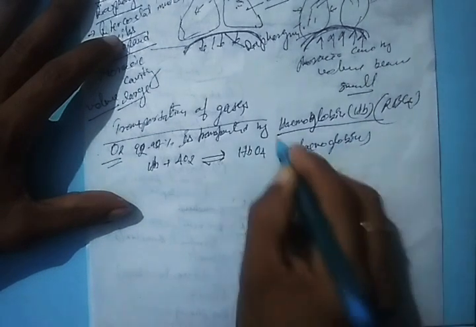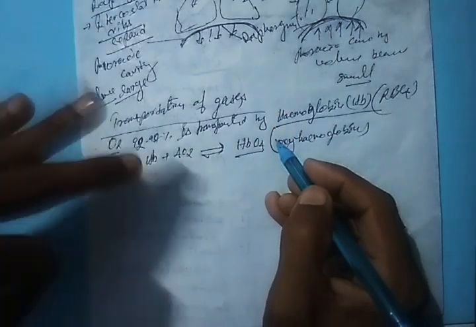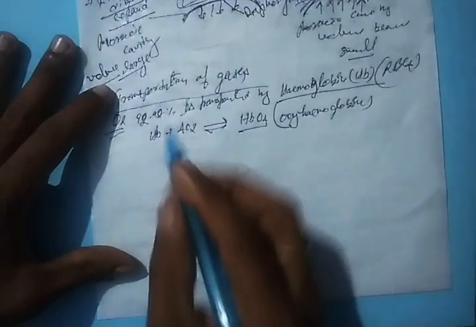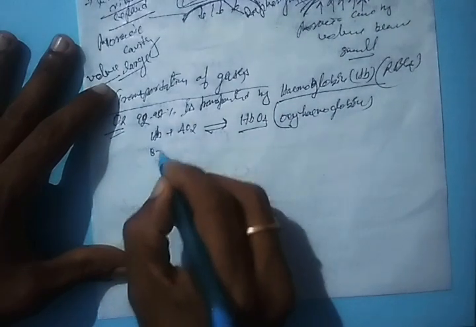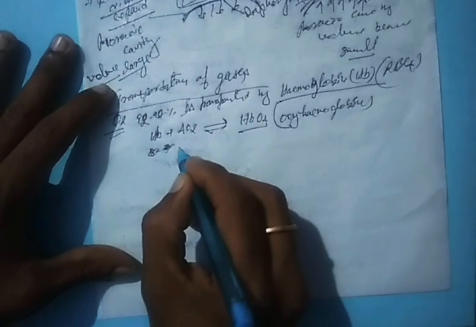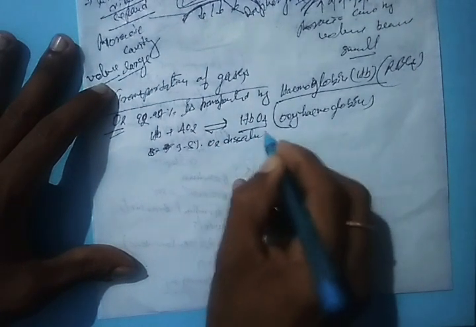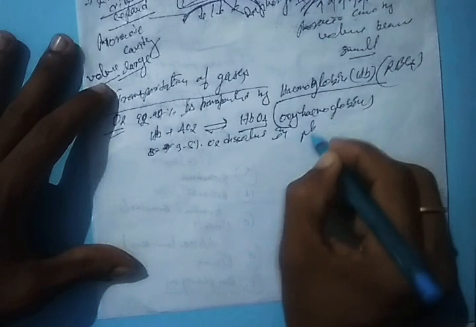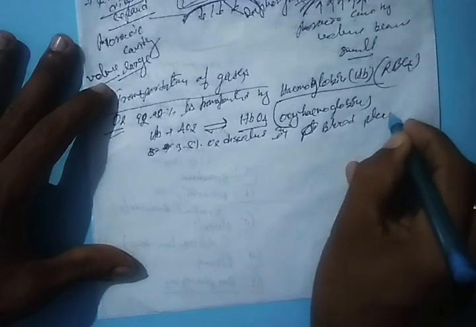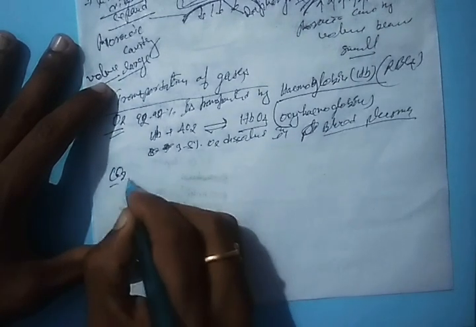Oxyhemoglobin. Okay, this oxyhemoglobin dissociates in the tissue and releases oxygen. About 3 to 8% oxygen is dissolved in blood plasma. Next, CO2. How is the CO2 transported?